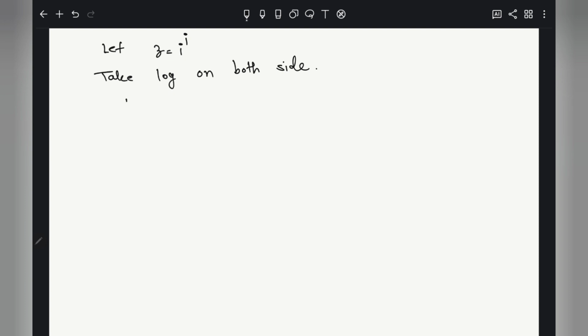So when we take log on both sides, it is log z equal to log of i raised to i. It can be written as i log i. Okay, so now we will focus on log i. What is log i? So this i I will keep aside. I will apply the definition to log i.